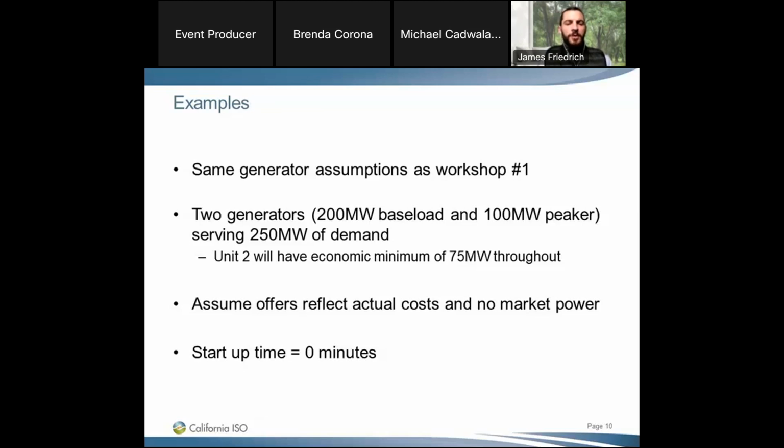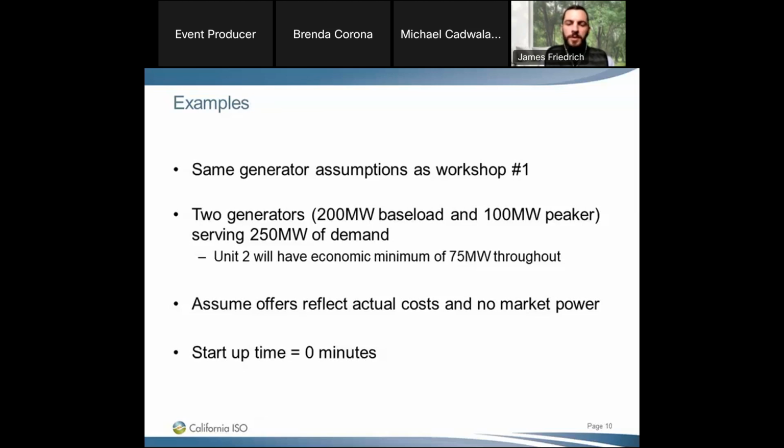Of course, the third bullet, we're assuming that offers reflect actual costs and no market power. So there's nothing silly going on with the bidding. There's no strategic bidding going on. Assume these are just the actual costs, and there's nothing else going on within the bids. Second, for simplification, the startup time of these resources is 0 minutes, so when we commit these units, they're considered to be online immediately, or at least within whatever the next interval we're dealing with here.